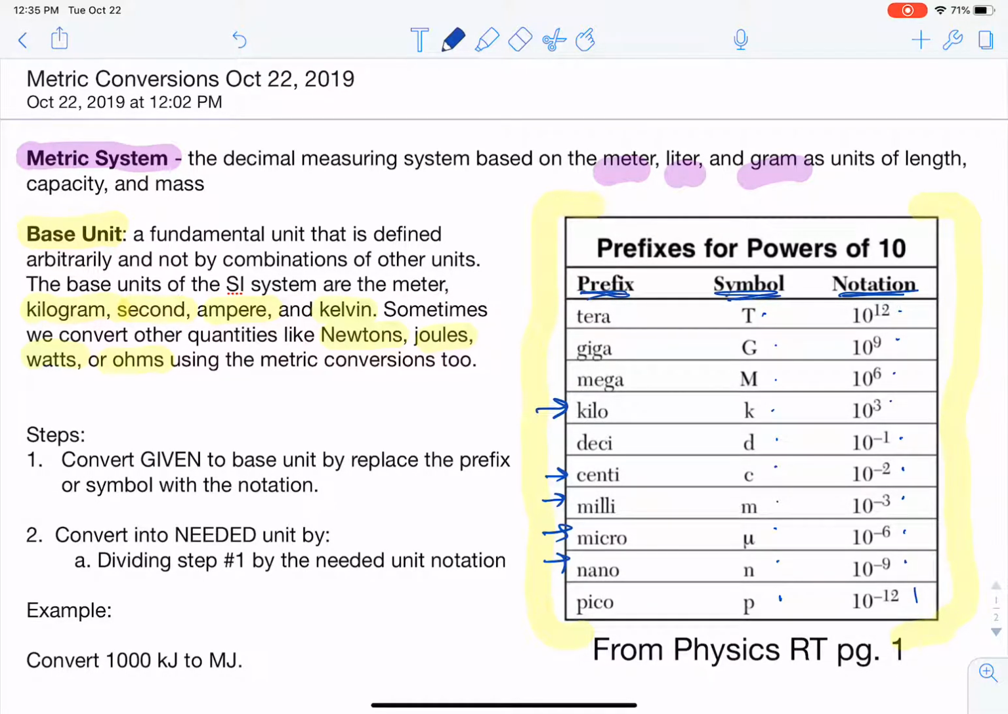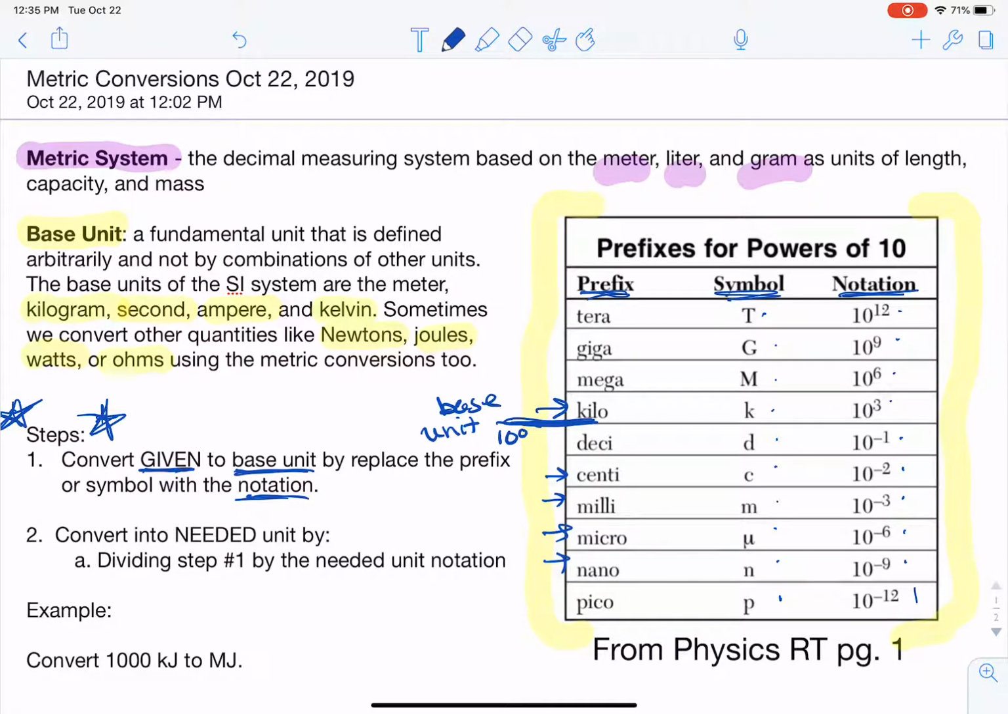So when we want to convert, there's some steps that I want you to follow. I'm starring that over here. Step number 1 is to convert the given unit to the base unit by replacing the prefix or symbol with the notation. The base unit is actually not on this table, but if I were to put it, it would be right here. This is where the base unit is. The base unit is basically anything to the 10 to the 0 power.